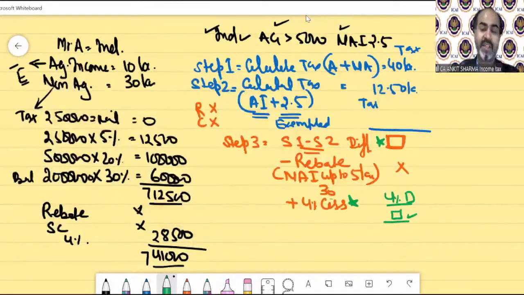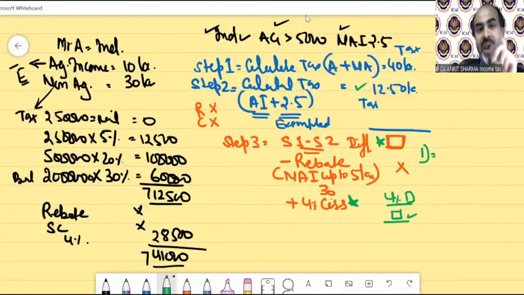So step 1 says calculate tax assuming your whole income is non-agricultural. There is no different provision for calculating tax. Calculate tax as per normal provision. Then again calculate tax now on agriculture income plus your exemption limit. Whatever the amount comes, you have to calculate tax on that income. Now I'll solve it for you.